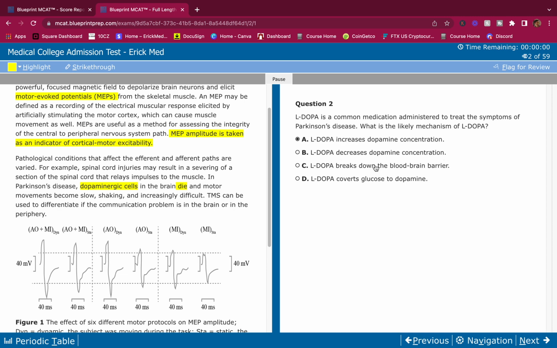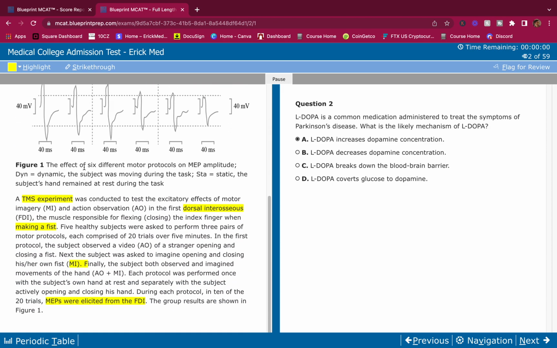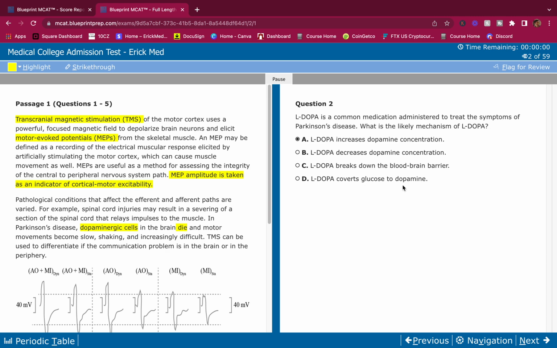Decreases? No. Breaks down the blood-brain barrier? There's no evidence in the passage suggesting the blood-brain barrier. They don't even talk about it once, so this is a huge reach. Okay, maybe it does this. I don't know. I never studied L-DOPA. Maybe it does, maybe it doesn't, but that's a reach because it was never mentioned in the passage. So C is wrong. L-DOPA converts glucose to dopamine.